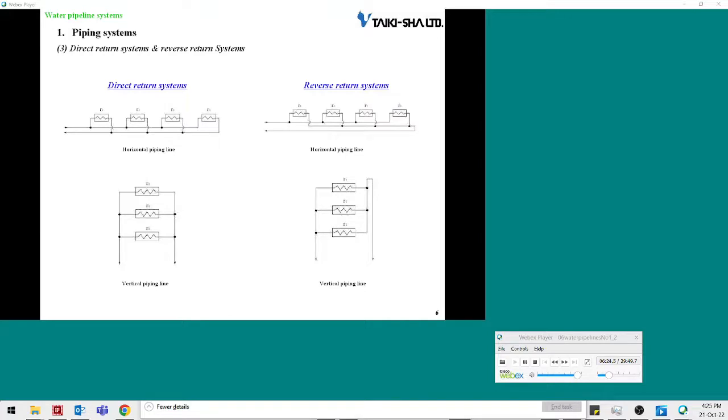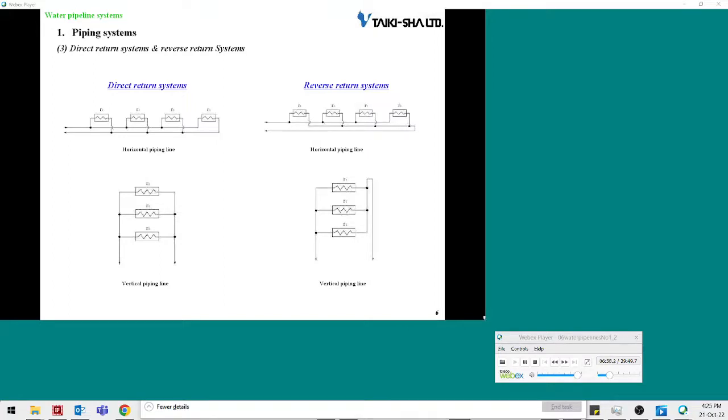As shown on the slide, the reverse return system is a system which returns water to the heat source by extending the return pipes near the heat source to the most distant equipment. The lengths of the pipes to each apparatus are approximately equal to each other. The flow rates of water passing by each apparatus are better balanced. The reverse return systems use pipes arranged horizontally on each floor or vertically to each floor.